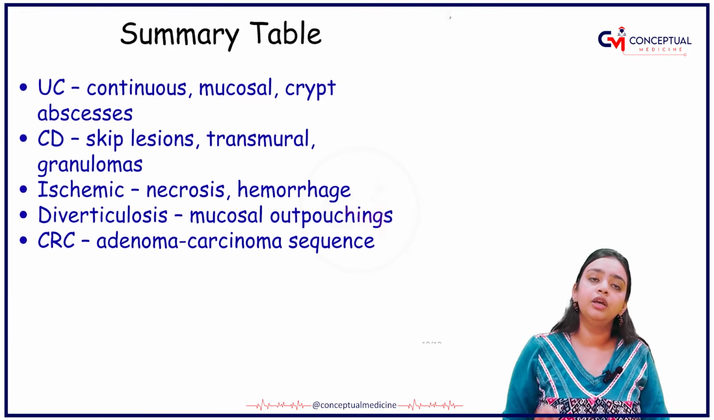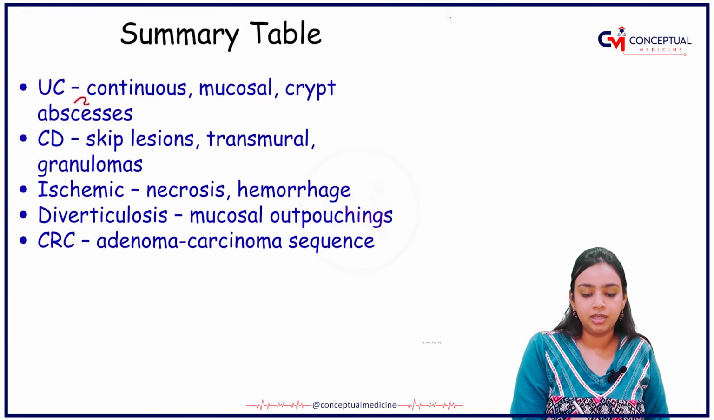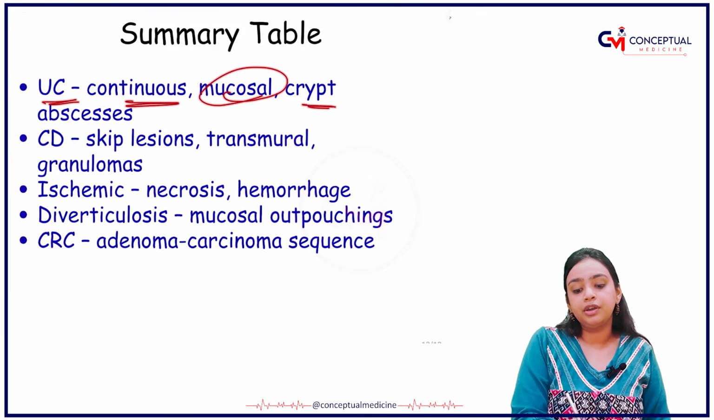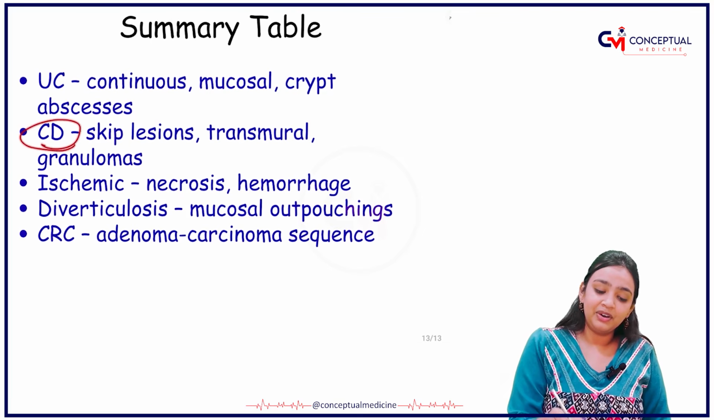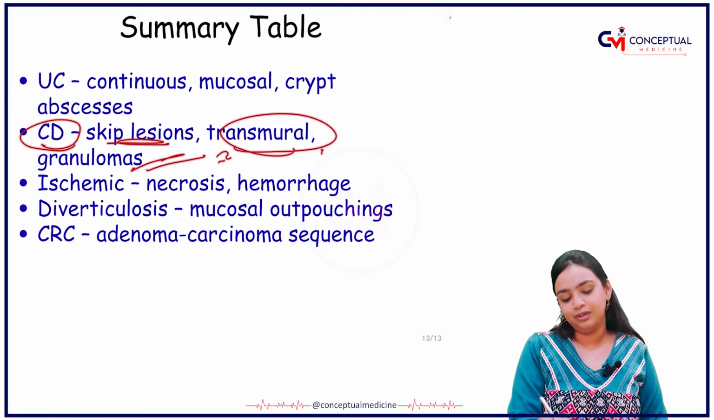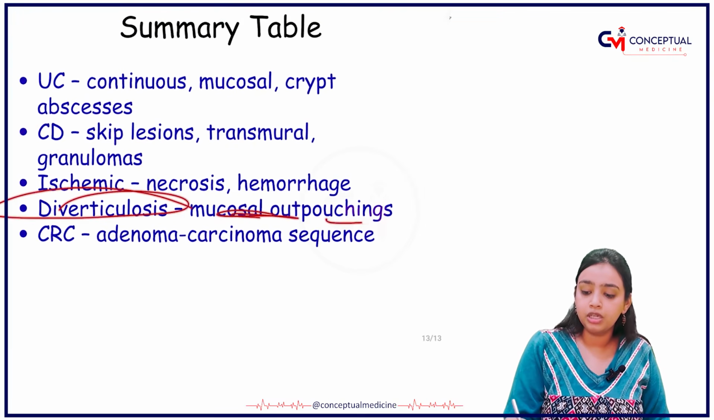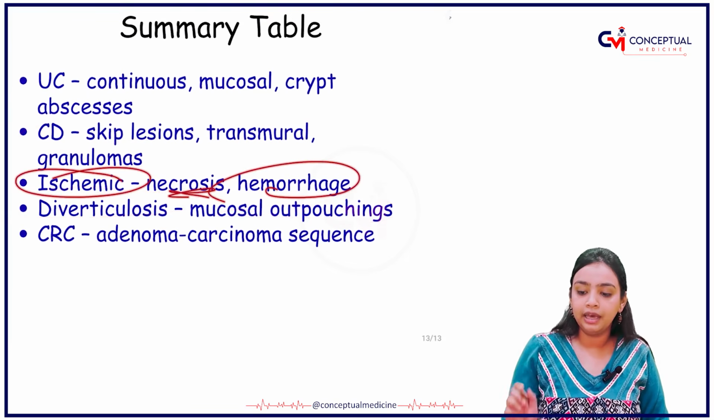In the summary table, you need to remember just ulcerative colitis and Crohn's disease. In ulcerative colitis, remember it is continuous, mucosal, with crypt abscesses. In Crohn's disease, you have skip lesions, transmural inflammation and granulomas. Then in diverticulosis, you have mucosal outpouching. And in ischemic colitis, you have necrosis and hemorrhage.